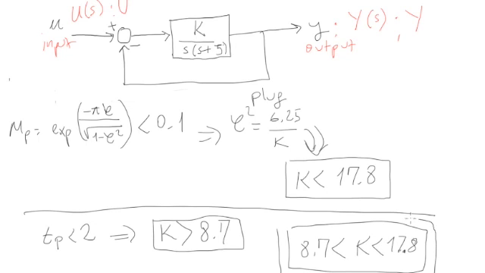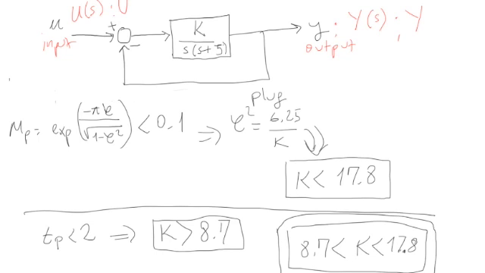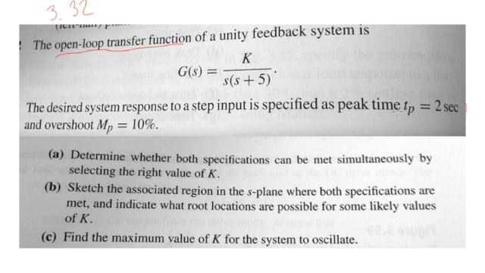Okay, so this is our final result. So if we return to our question, part A of the question says, determine whether both specifications can be met simultaneously by selecting the right value of k. So the answer is yes. If I choose my k to be between these values, I can satisfy both specifications. I know that the TP must be smaller than 2 seconds and MP must be smaller than 10%. The question does not explicitly say that TP must be smaller than 2 seconds or MP must be smaller than 10%, but from the concept we know that overshoot is undesired and the peak time is desired to be very short. So from that we can infer that the design criterion is telling us that TP must be smaller than 2 seconds and MP must be smaller than 10%.